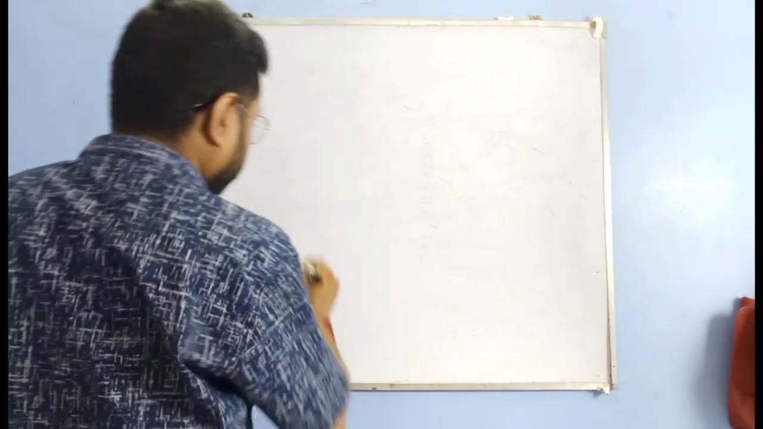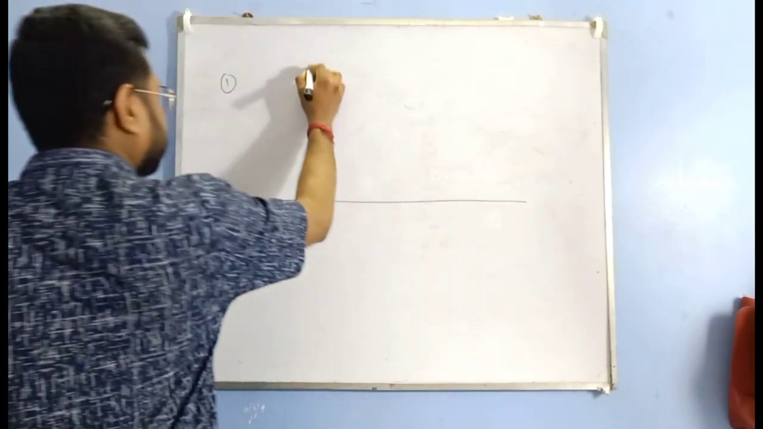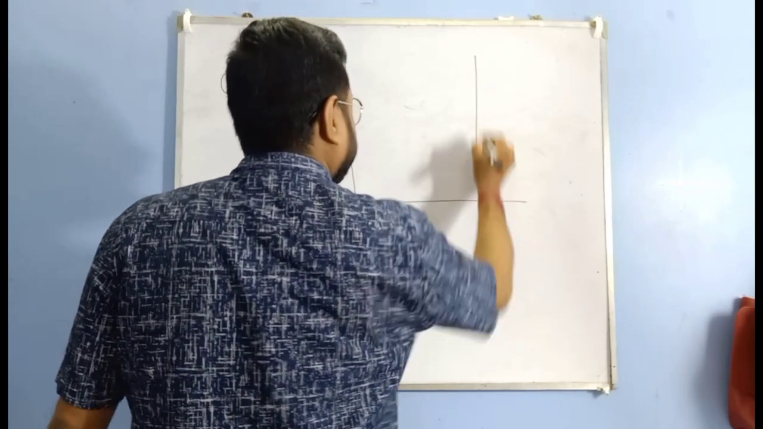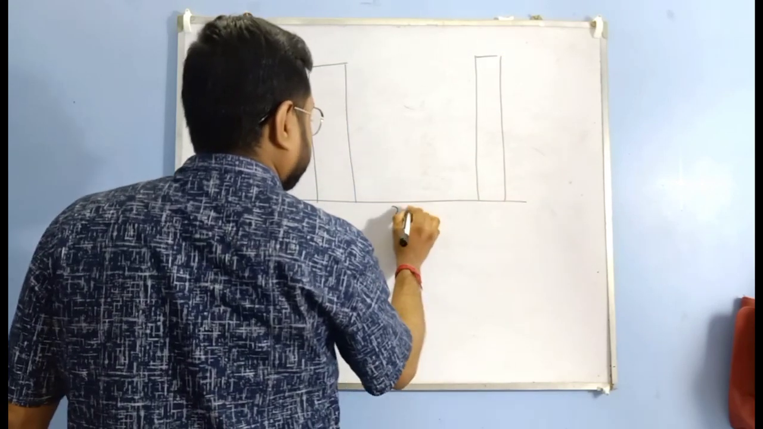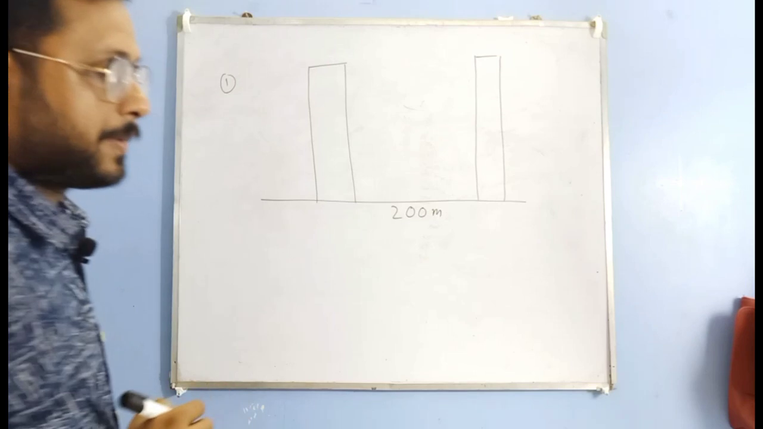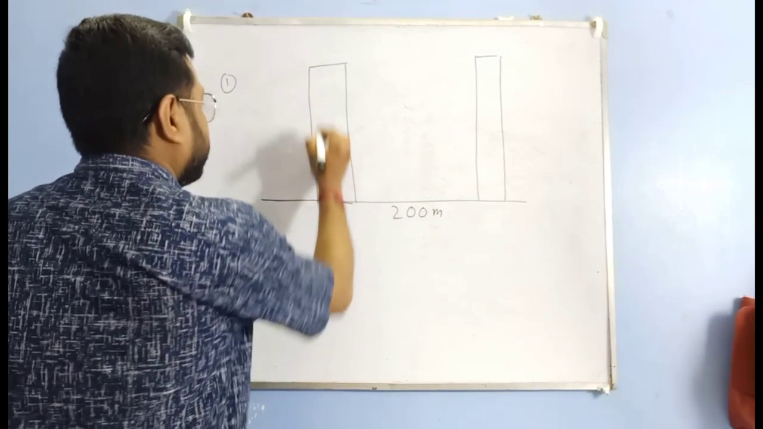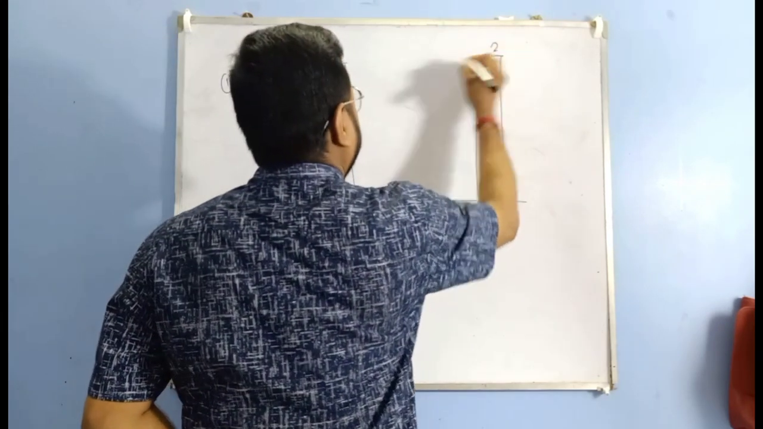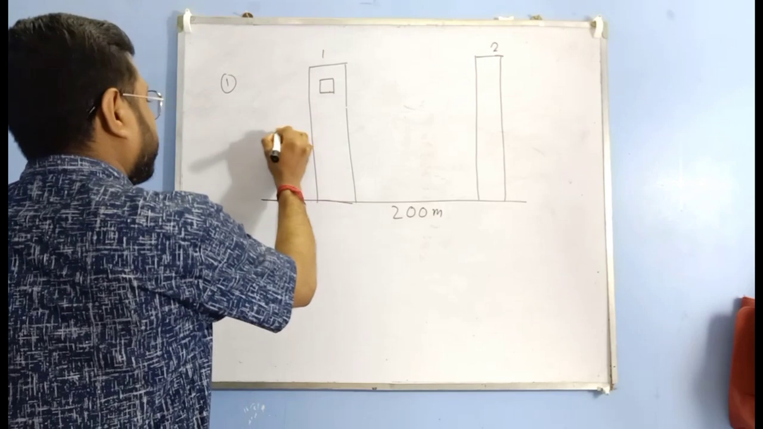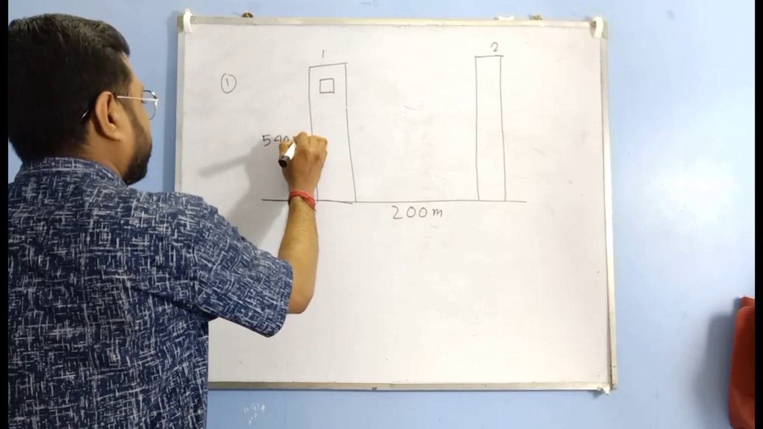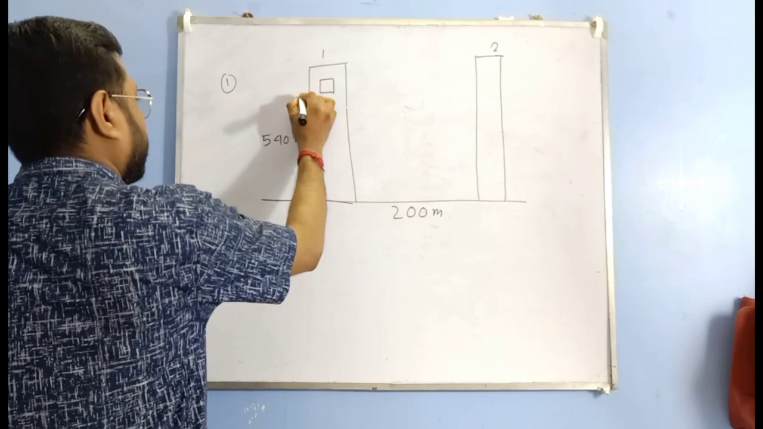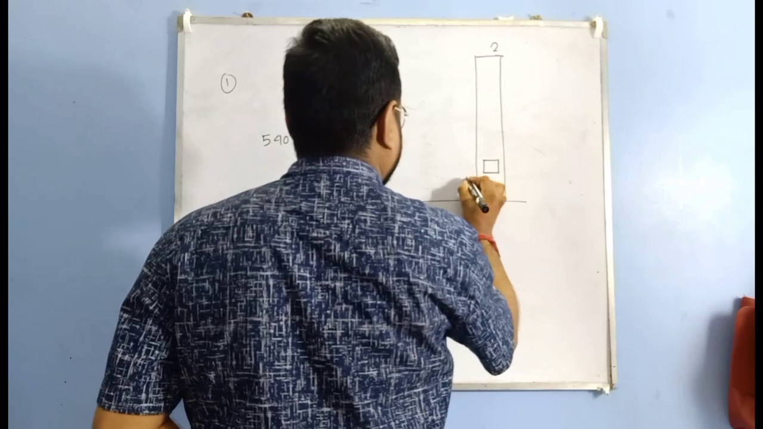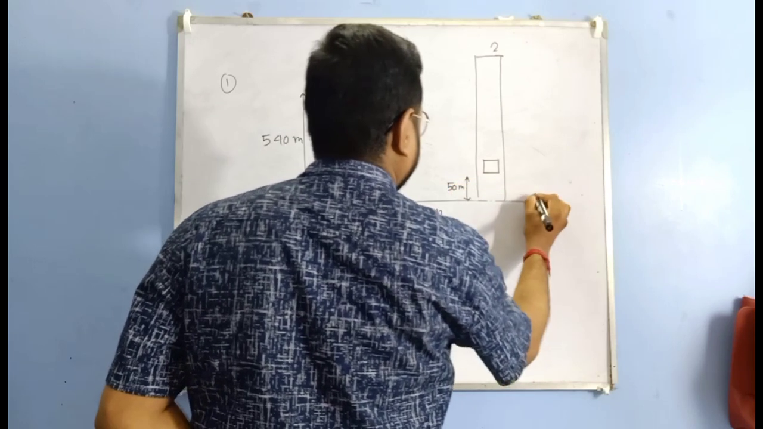Suppose there are two buildings separated from each other by a distance of 200 meter. There are two windows, building 1 and building 2. Building 1 has a window at a height of 540 meter from the ground level, and building 2 has another window which is at a height of only 50 meter from the ground level. This is ground.